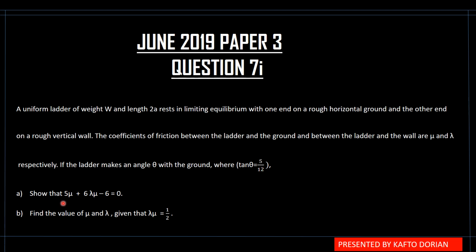A. Show that 5 mu plus 6 lambda mu minus 6 equals 0. B. Find the values of mu and lambda given that mu times lambda equals half.